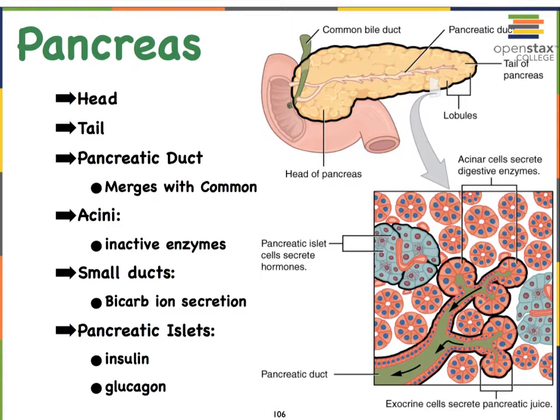On the other hand, there are acinar cells that form the acini, which then ultimately form the little ducts, which become the bigger ducts, and eventually the pancreatic duct. They form the pancreatic juice, which contains a watery bicarbonate solution as well as many enzymes.